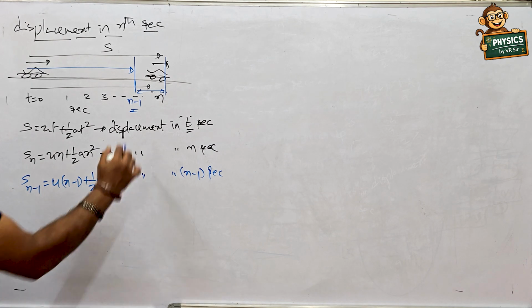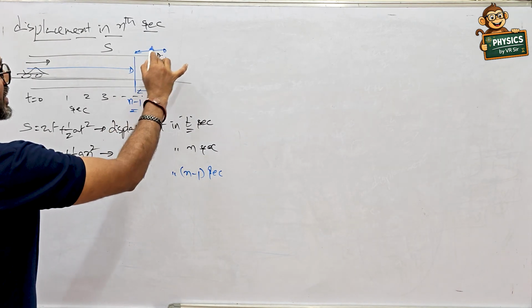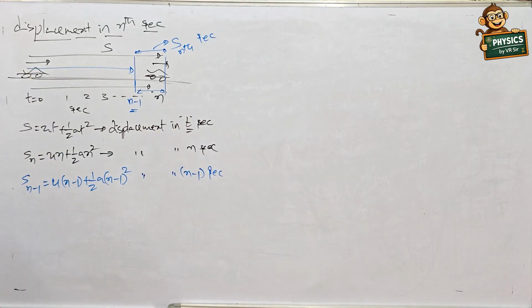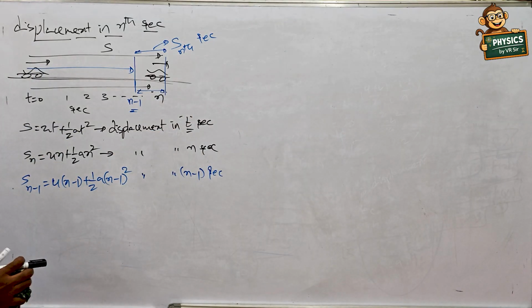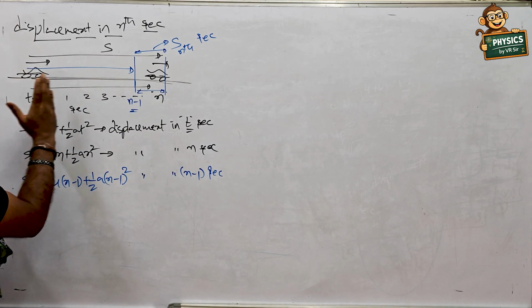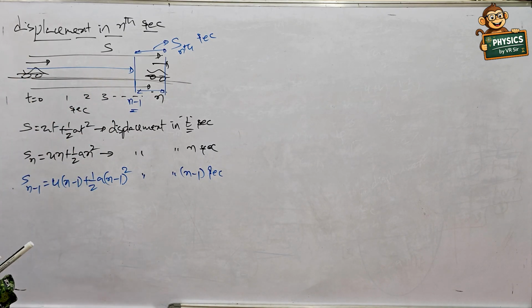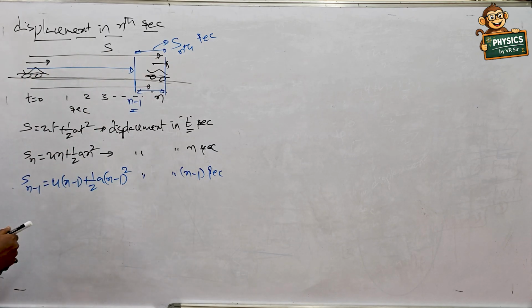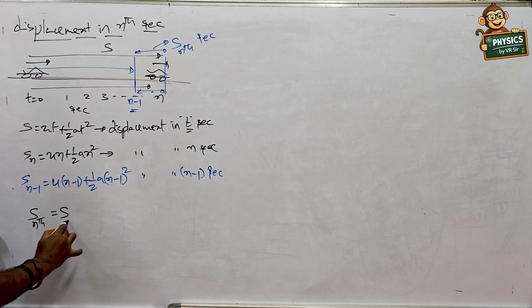Now this part is nothing but the displacement in nth second. Let us calculate that. How do you get it? Subtract the displacement in n minus 1 seconds from the displacement in n seconds. That is, Sn is equivalent to S(n) minus S(n minus 1).